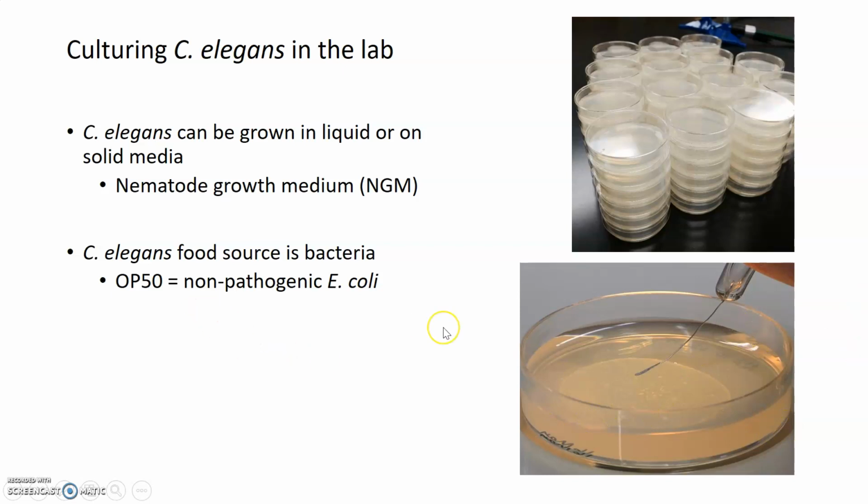And OP50 is an E. coli that actually grows pretty slowly, and so it does not take over the plates. It allows the worms to still thrive and have a food source there.